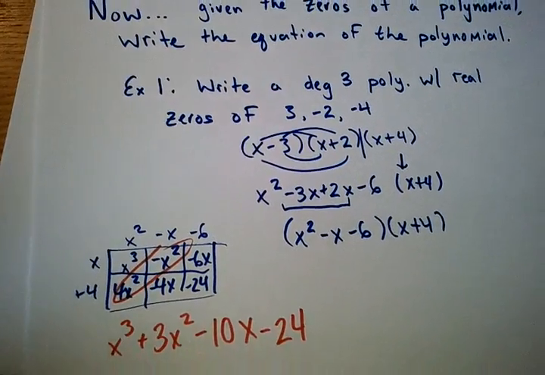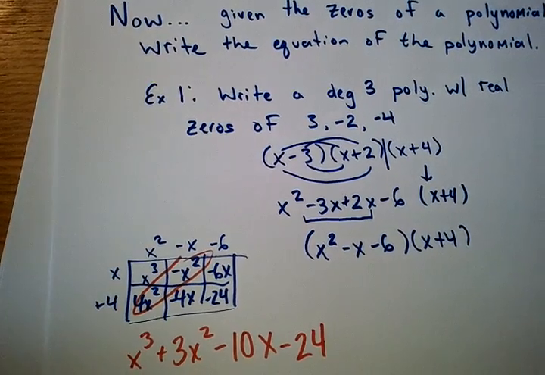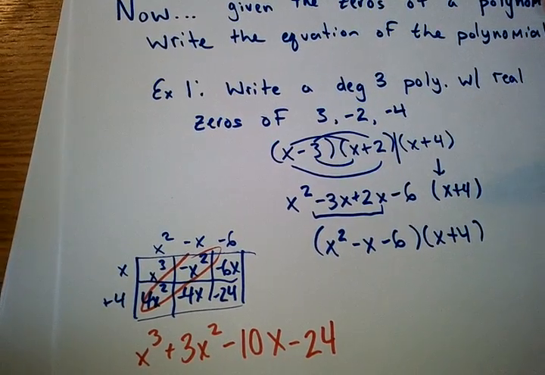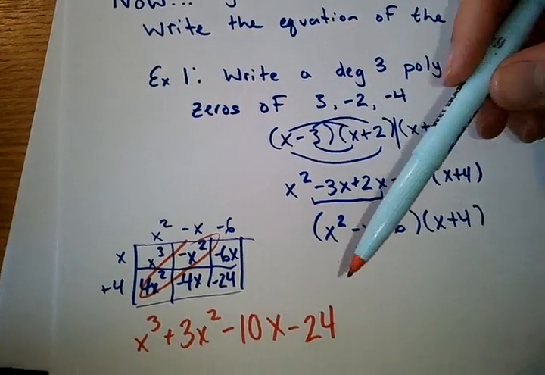So, to write the equation of a polynomial, you go in reverse. Given the zeros, write the factors, and then multiply them out.